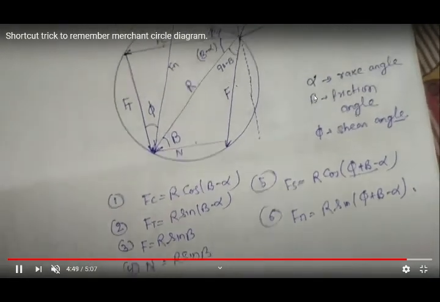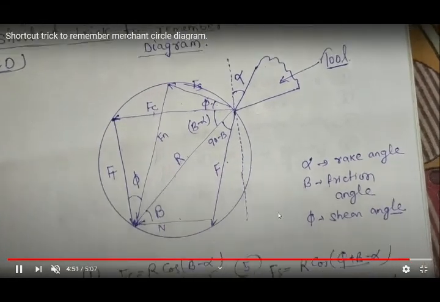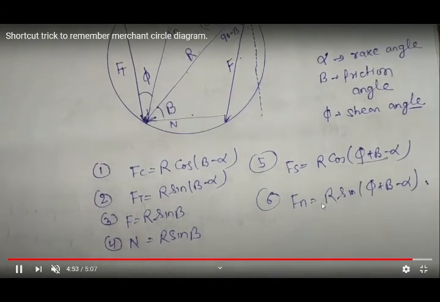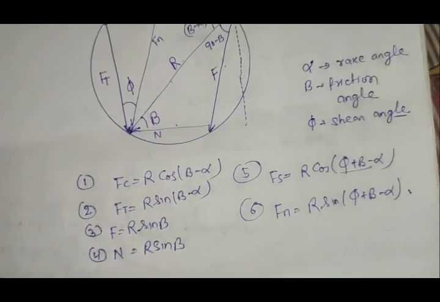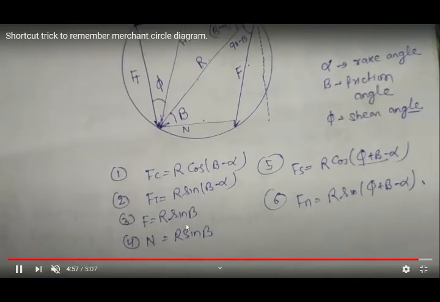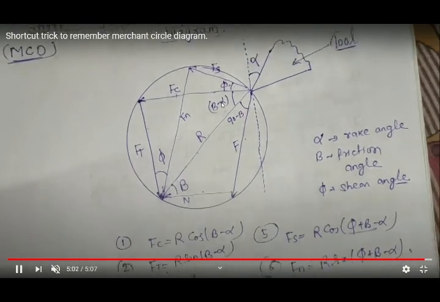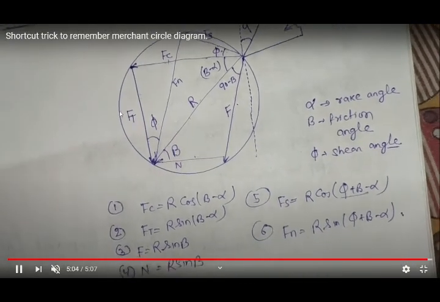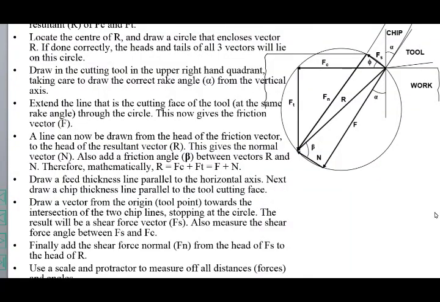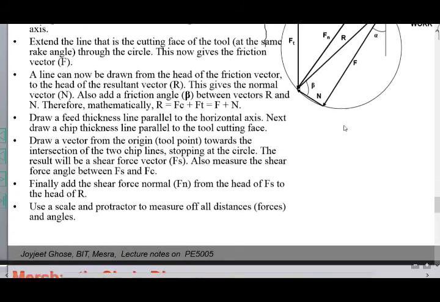Six terms are there, six forces: Fc, Fn, Ft, Fs, F and N. Fc is the cutting force or horizontal force. Ft is the vertical force. So I think you all understand easily how to draw the Merchant circle diagram in this way.